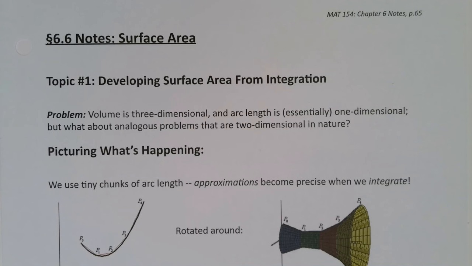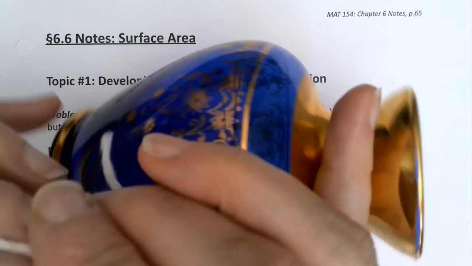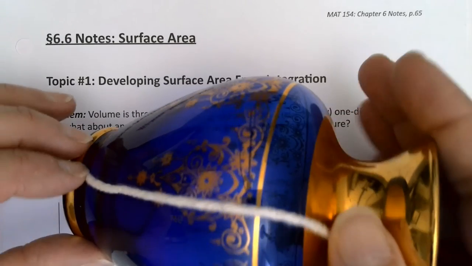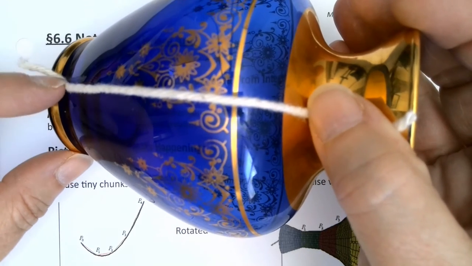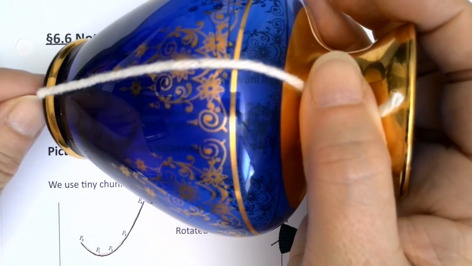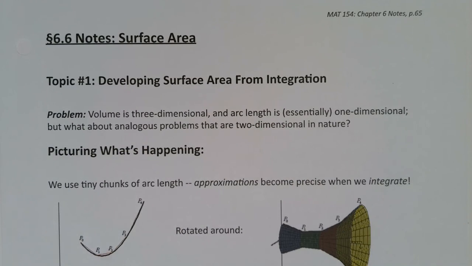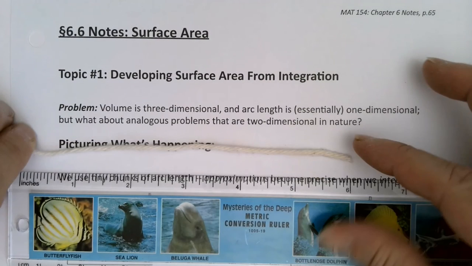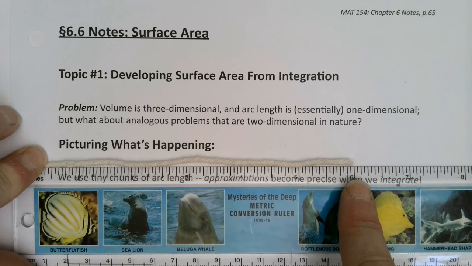So what if we take a one-dimensional thing, which is what arc length is? You thought you'd never see my vase again, but you were wrong. All right, so arc length, just imagine here. Arc length is finding the length of this piece of string, right? So this piece of string goes along this vase from end to end. And when you're finding arc length, you're saying, if I take that length of string and stretch it out on my fancy mysteries of the deep ruler, how much length do I have? That's what you're finding when you have arc length. It's a linear thing, so it's one-dimensional.